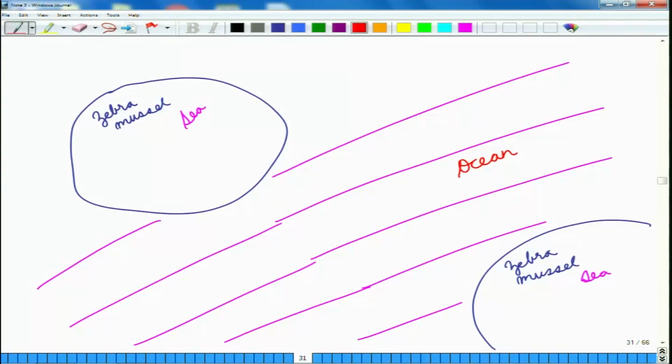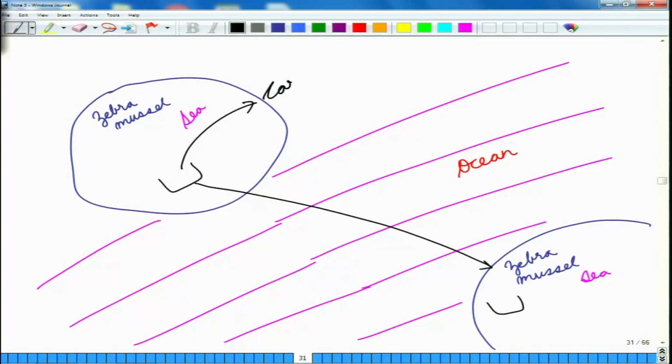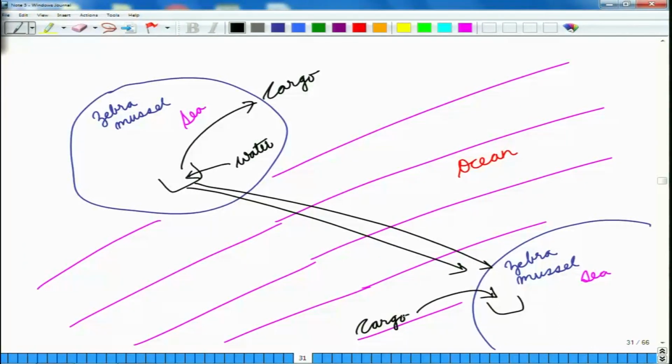So, that could be one reason why zebra mussel would be found in these seas and not in the ocean. Now, consider a ship that is moving from this port to this port. In this location it unloaded certain cargo. So, the cargo was taken out and this cargo was then replaced with an equal amount of water. Then the ship moved to the second port, and at this port we had cargo that was put in and water that was taken out.